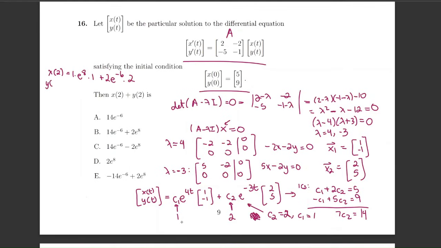And then y of 2 is going to be negative 1 times e to the 8th plus 2 times e to the negative 6 times 5. So that gives us these. So we add these two together, these two cancel, and here we get 14 e to the negative 6, which is A.